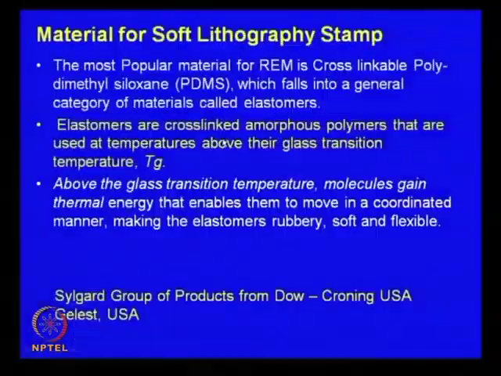You can remember that you can regard it to be some sort of elastic flexible material which exhibits room temperature elasticity, like let us say a flexible rubber band or something like that. In reality, a rubber band is of course an elastomer indeed. So, elastomers are cross-linked amorphous polymers that are used at temperatures above their glass transition temperature Tg.